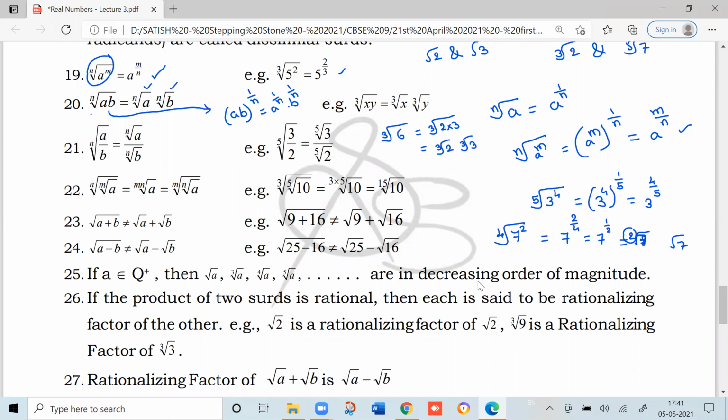Good. Next. Previously it was the product. Now the ratio. So nth root of a upon b will be same as nth root of a upon nth root of b. Now example, fifth root of 3 by 2. So you should write it as fifth root of 3 upon fifth root of 2. Next, nth root of mth root of a will be same as mnth root of a, and this you can also write as mth root of nth root of a.